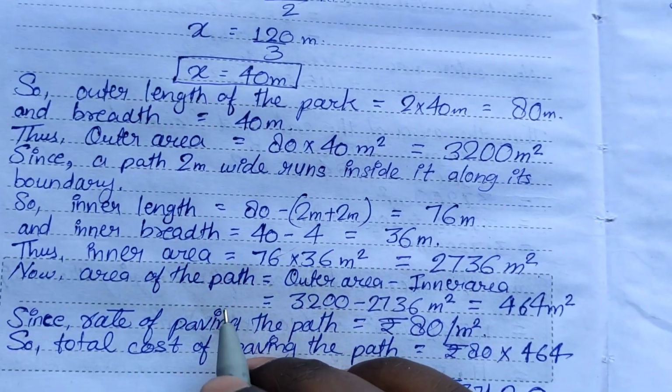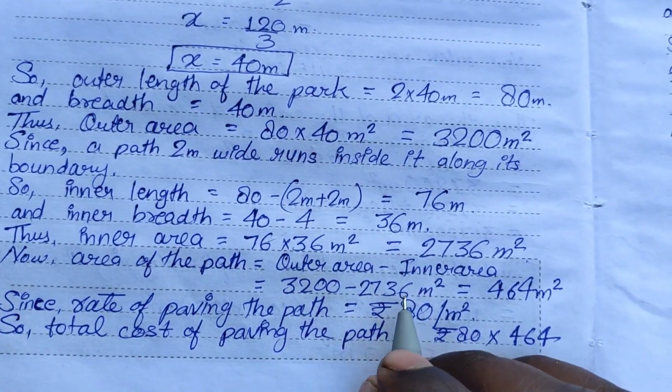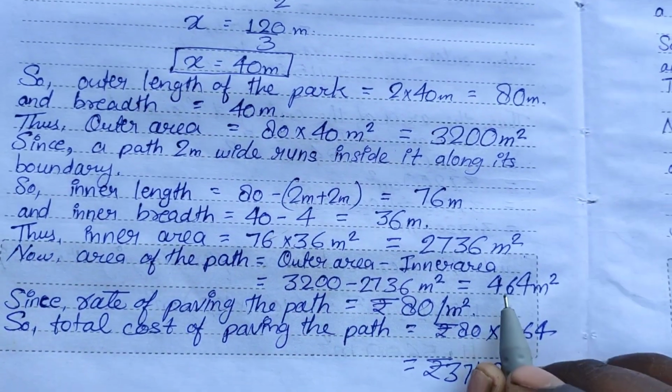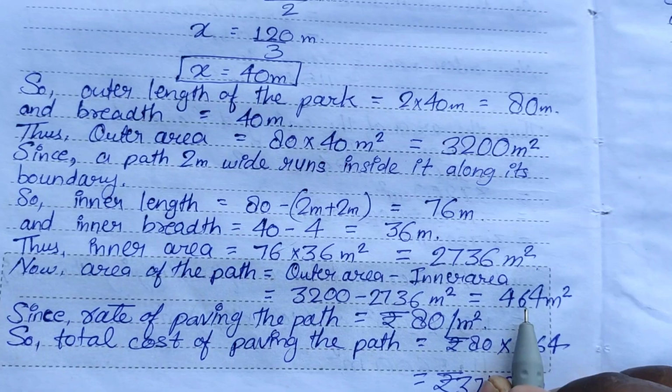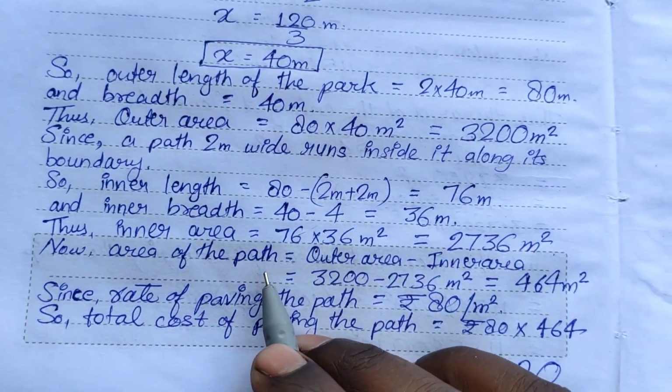Now to find the area of the path, we have outer area minus inner area. Subtract inner area from outer area, we have 464 meter square. 464 meter square is the area of the path.